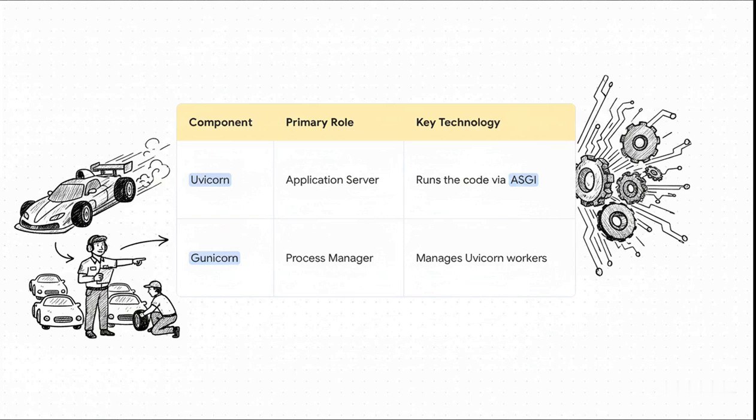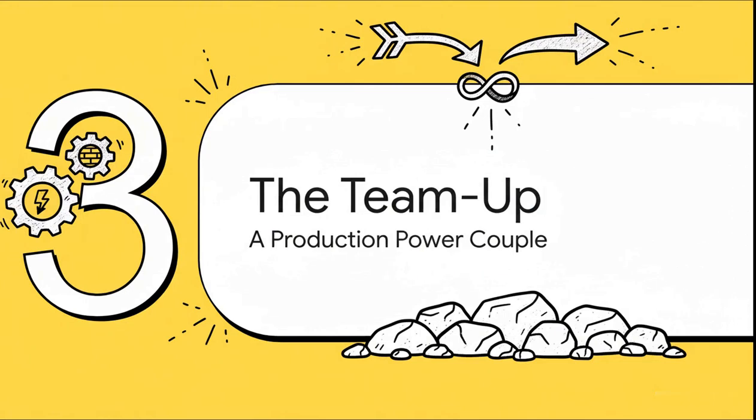Gunicorn is the team manager and the entire pit crew. The manager doesn't drive the car, right? No. Their job is to manage a whole fleet of these cars, watch over them, and if one of them breaks down, they instantly have another one ready to go. That's the fundamental difference. Okay, so this is where the magic really happens. They're not competitors, they're collaborators. When you put them together, you create this incredibly robust, rock-solid production setup that gets the best of both worlds.